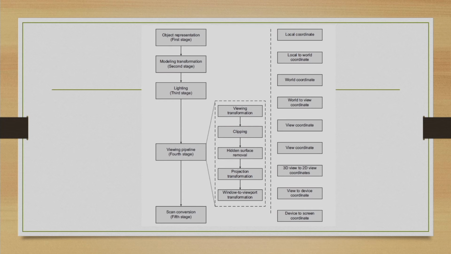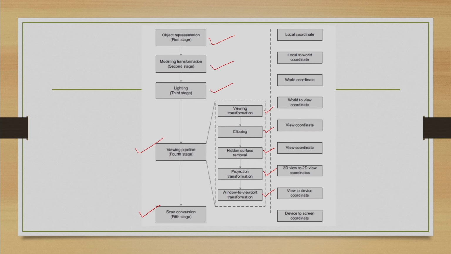This figure may help you recollect the stages. We have the first stage as object representation, then the second stage as modeling transformation, third stage lighting or coloring, and the fourth stage is the viewing pipeline, which itself consists of 5 substages: the viewing transformation, clipping, hidden surface removal, projection transformation and window to viewport transformation. And finally, we have the scan conversion, which is the fifth and final stage.